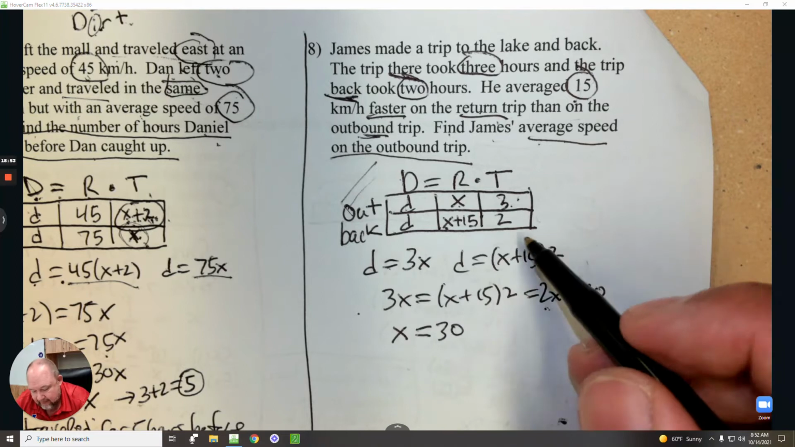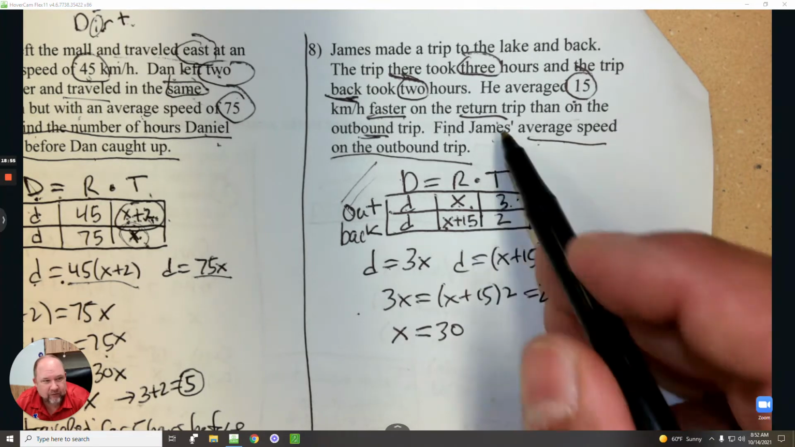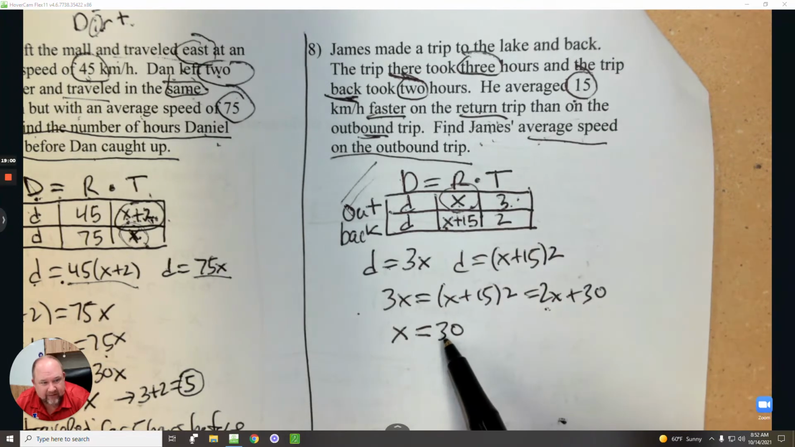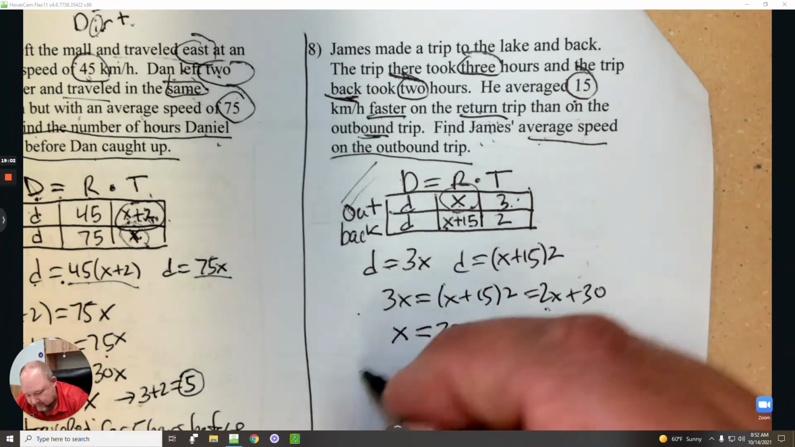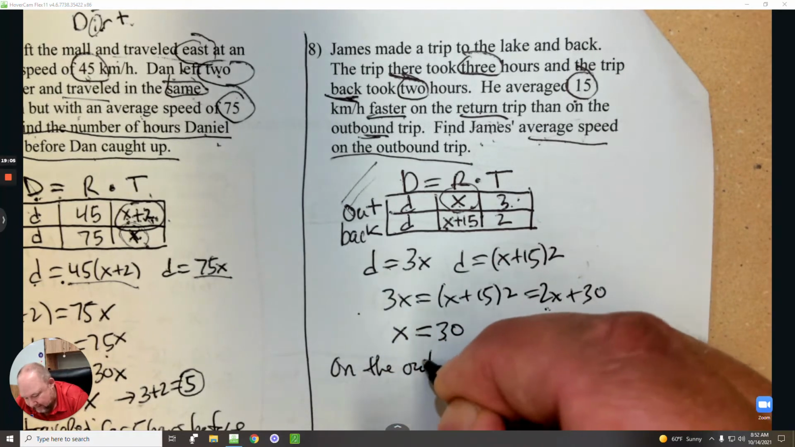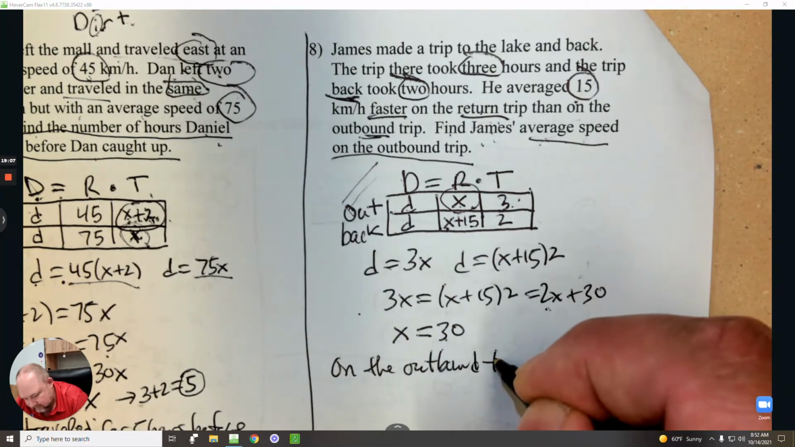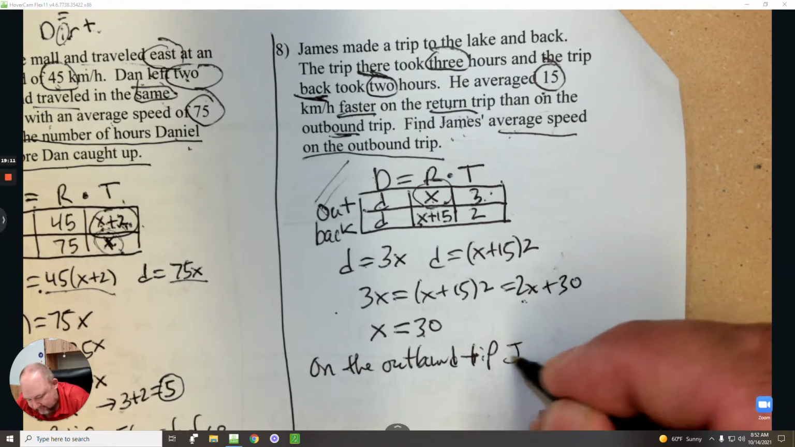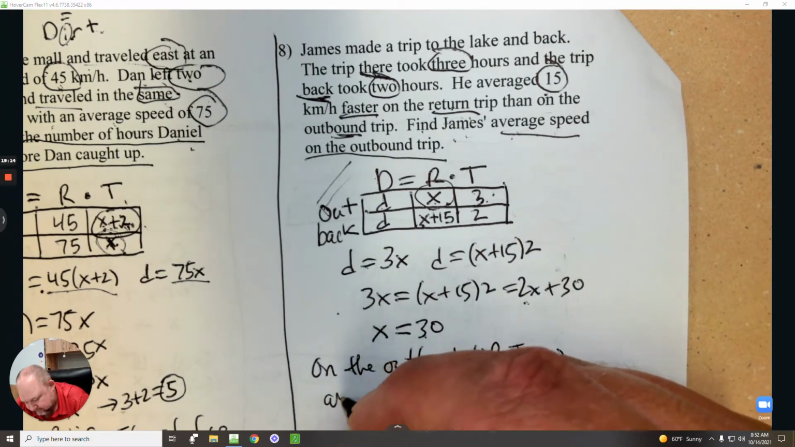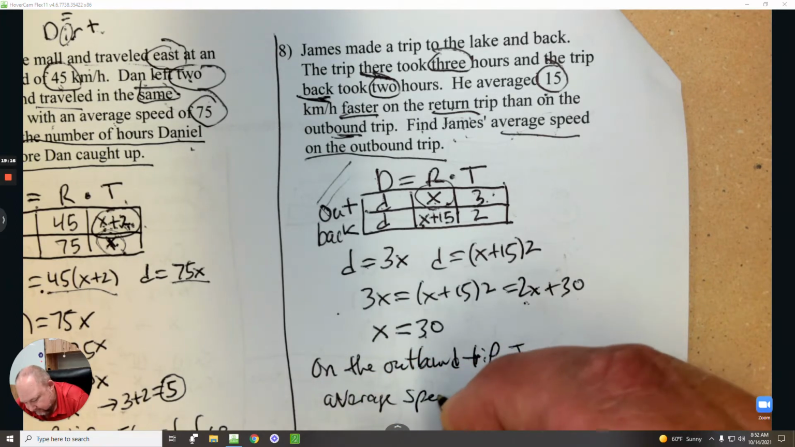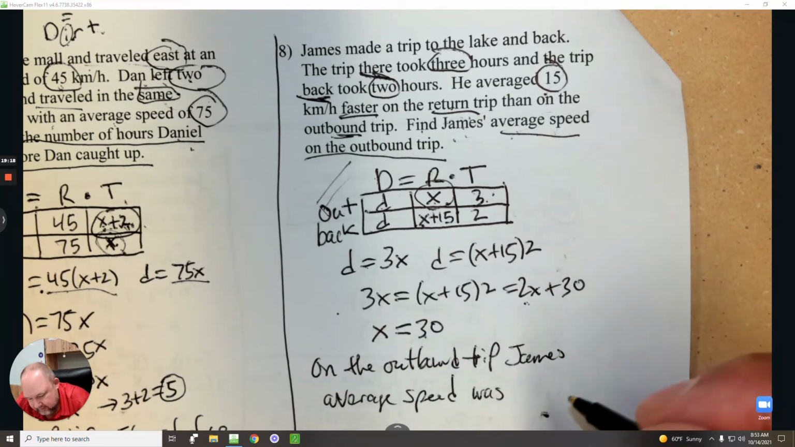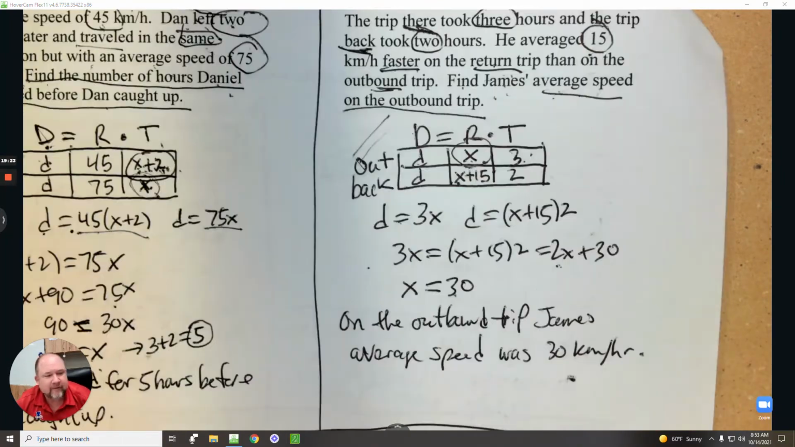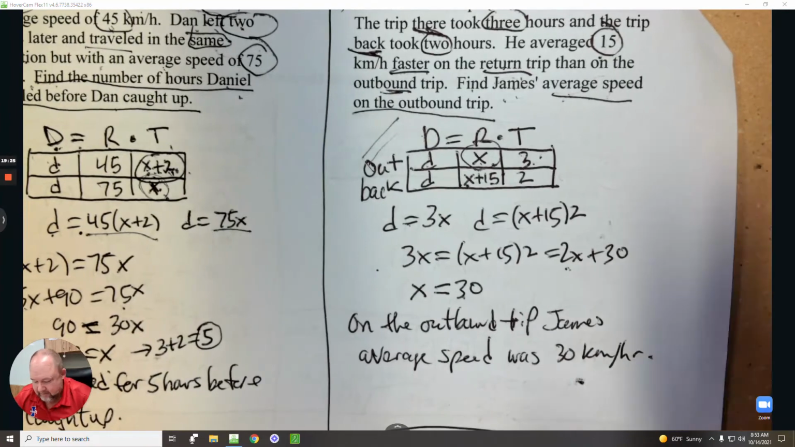Now, x represents the outbound. So find James's average speed on the outbound trip. We just found it, and the answer is 30 kilometers per hour. So on the outbound trip, James's average speed was 30 kilometers per hour, which is pretty slow. Must have been traffic.